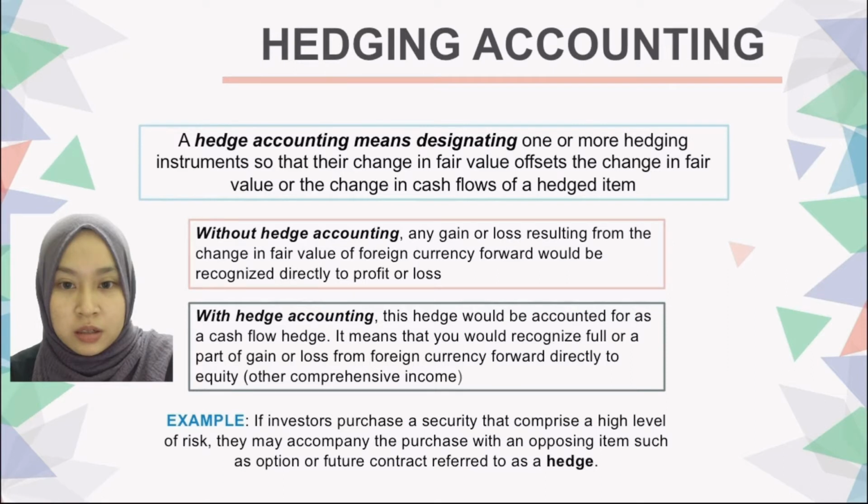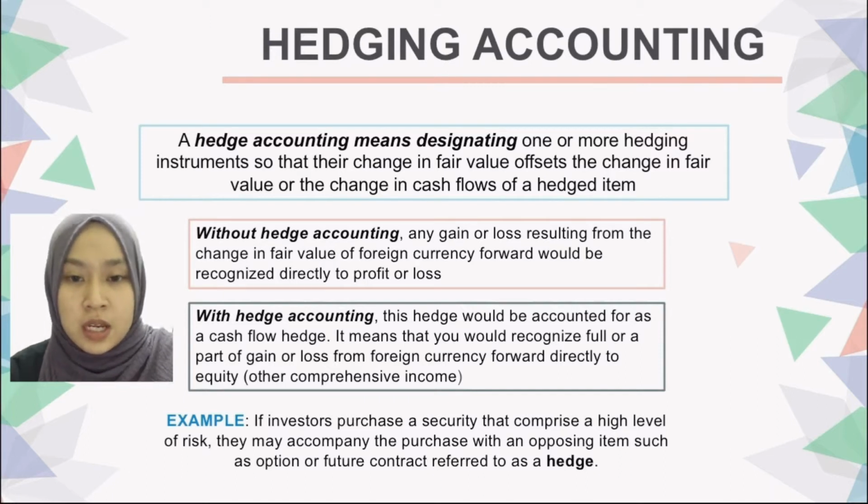I highlight two situations: the company without hedge accounting and with hedge accounting. Let's take a look at the first one, which is without hedge accounting. If the company does not use any hedge accounting, any gain or loss resulting from the change in the fair value of the foreign currency forward must be recognized in the profit or loss account. But if the company uses hedge accounting, the hedge would be recognized as a cash flow hedge, meaning that the company needs to recognize part or the full foreign currency forward directly in equity or other comprehensive income account.